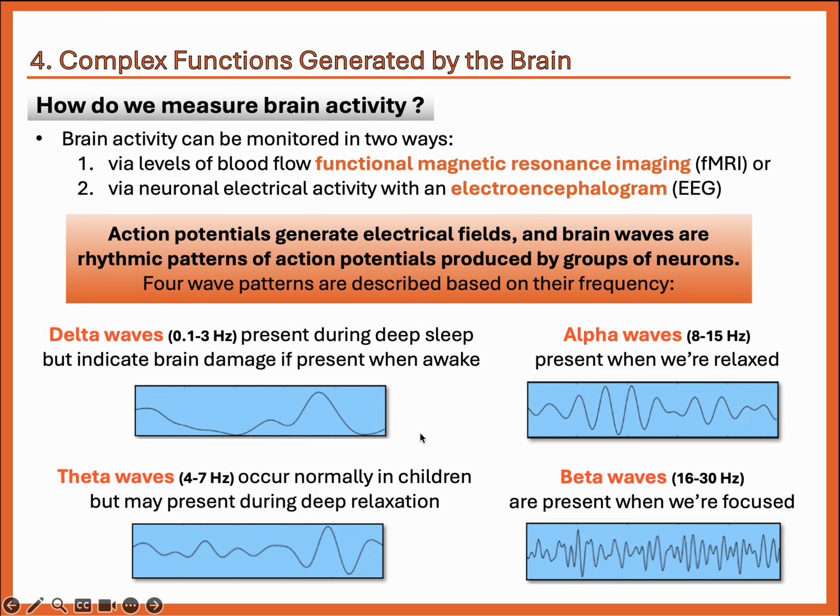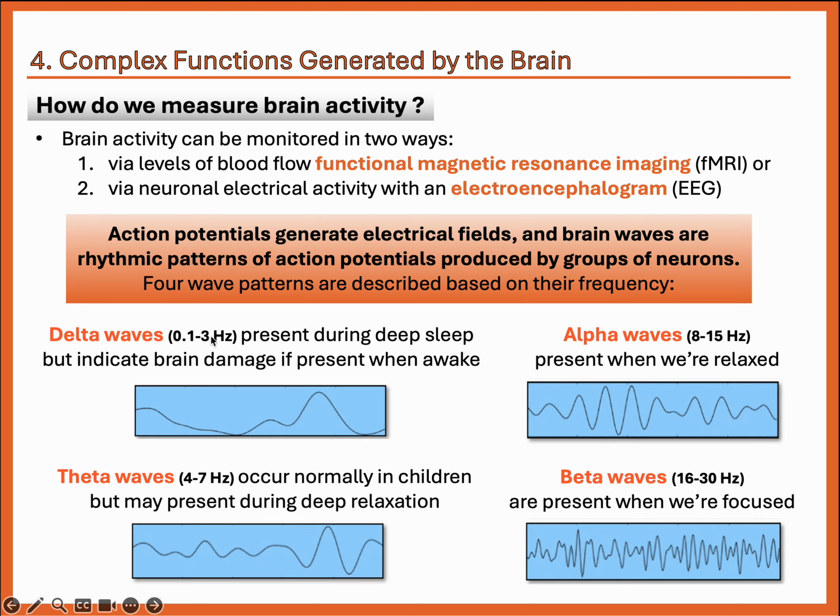Theta waves over here are much slower. Do you see the amount of time between the waves? They're normally occurring in children, because children are still not fully developed, but they could also be present during deep relaxation. So you could measure these at 4 to 7 hertz. Look at the much bigger space between them than the alpha waves.